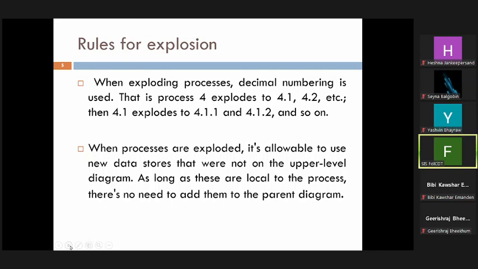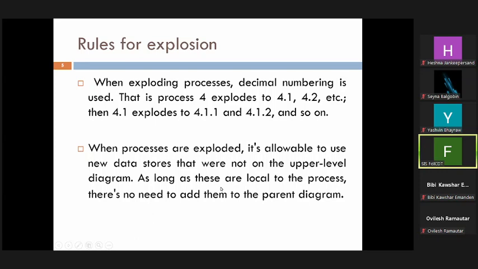And so this is coming back to the lecture. When processes are exploded, it's allowed to use a new data store. As long as these are local, there's no need to add them to the parent diagram. But it might be that when you're going through the case study, you identify a particular data store that should have been in the higher level diagram. Then you modify your higher level diagram.